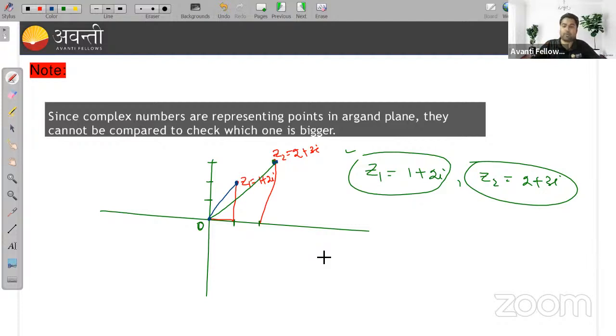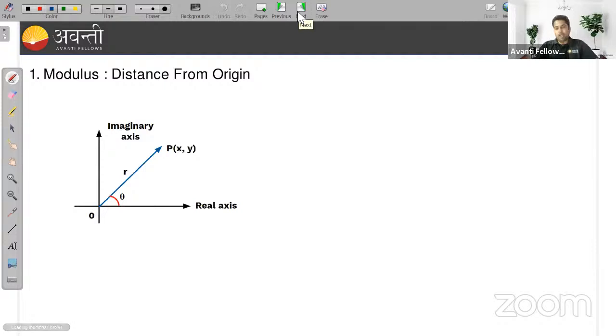Yes, sure. Let's move. Now, how can we find the modulus, or distance from origin to a complex number? What is the modulus of a complex number? Modulus is actually the distance from origin to the complex number. Suppose I'm taking a complex number z whose coordinate is (x, y), or we can say z is equal to x plus iy. This is my complex number.